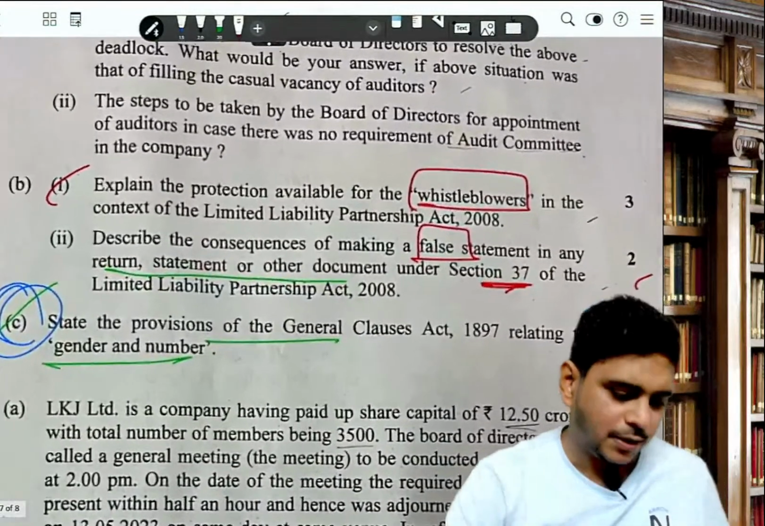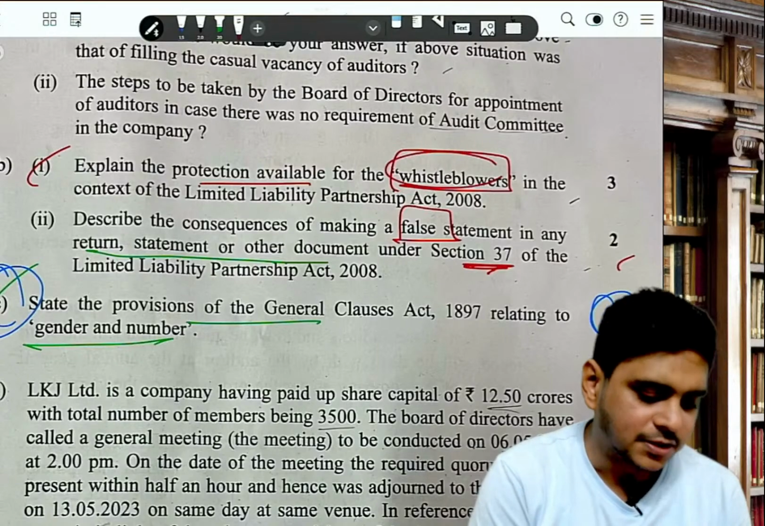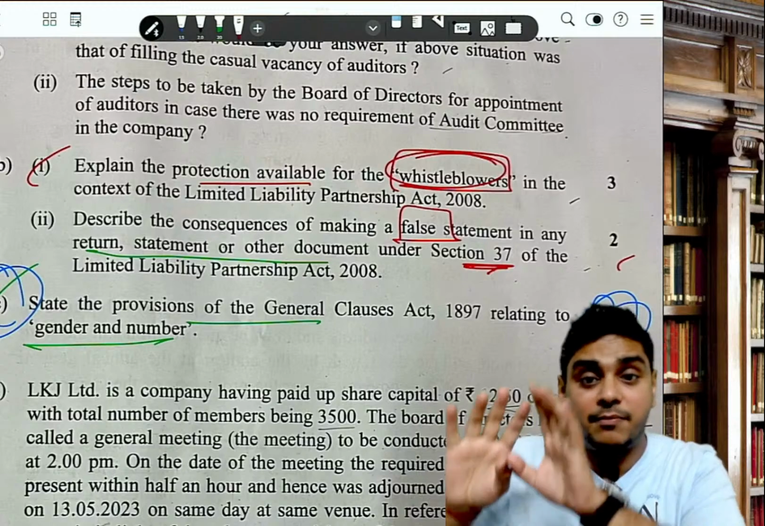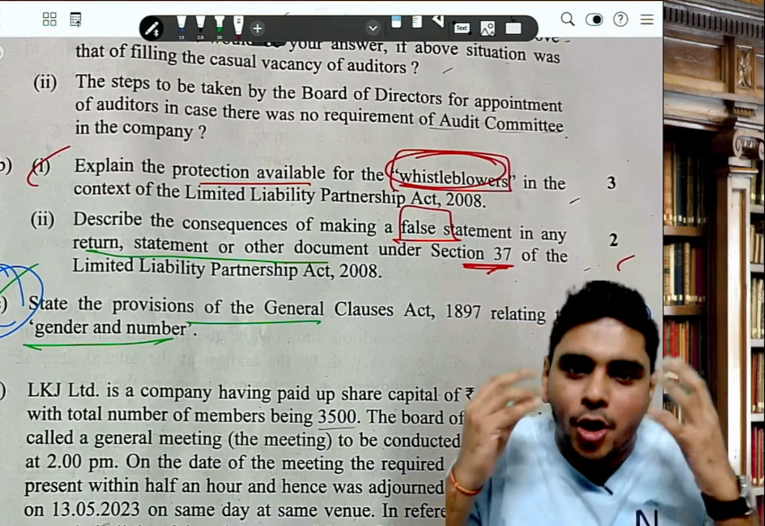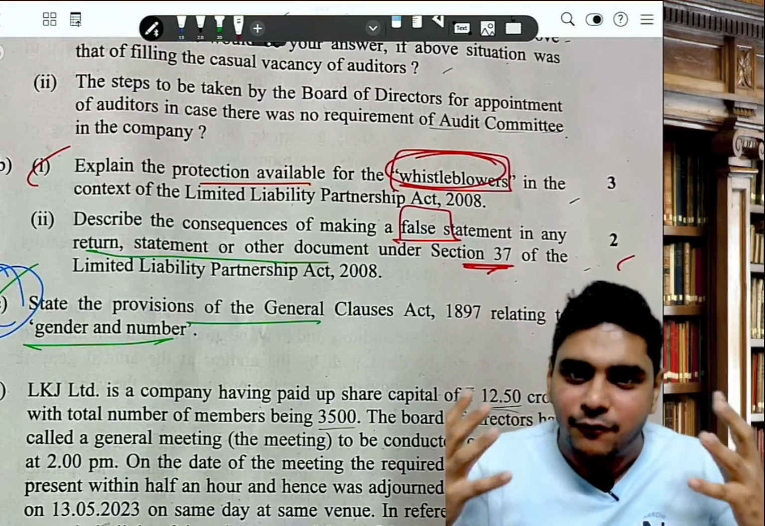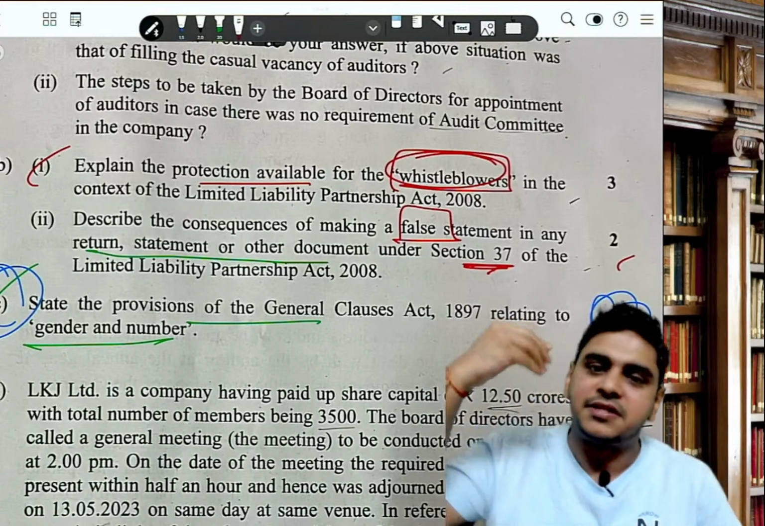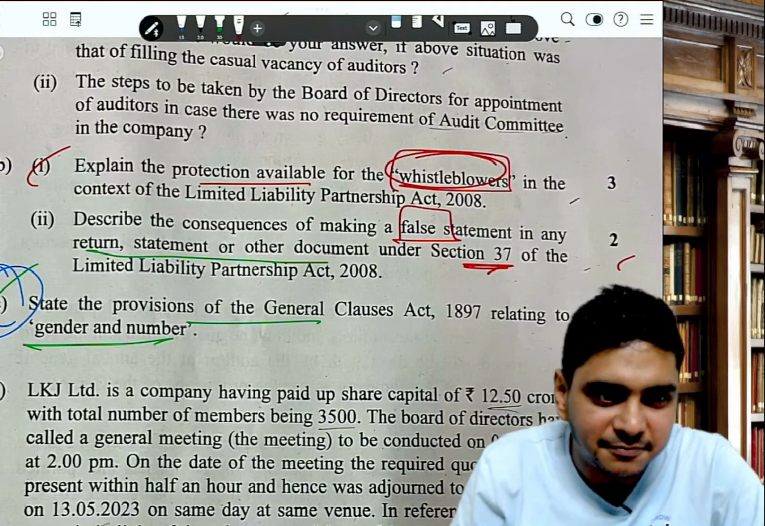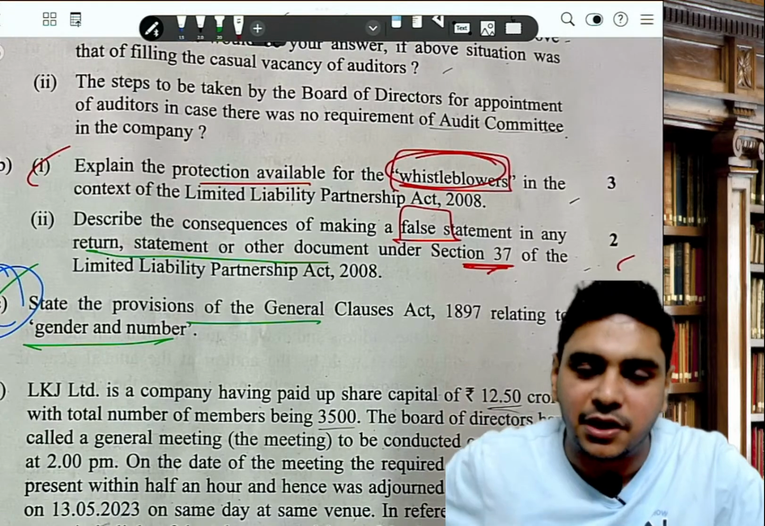In May 24, they asked a direct theory question: explain the protection available for whistleblower. In Jan 25 they made a story, but the concept is the same. But I am telling you with full honesty, with full senses, that nothing came from my book, nothing. And the best part, nothing came from the other book also. We are at par. Do whatever you want to do. May 24 direct question, Jan 25 case based question.